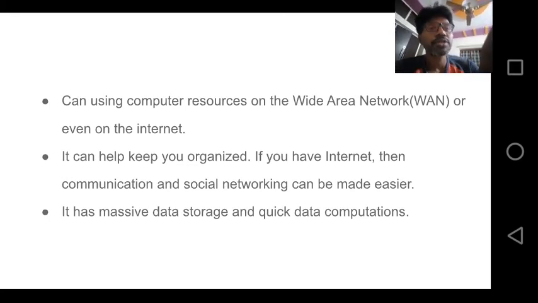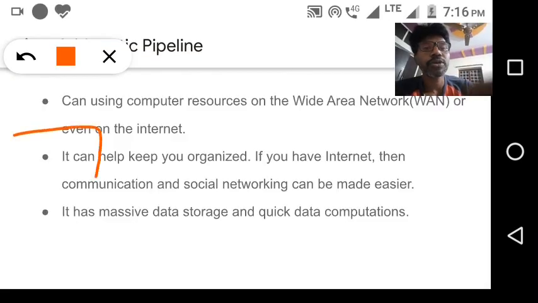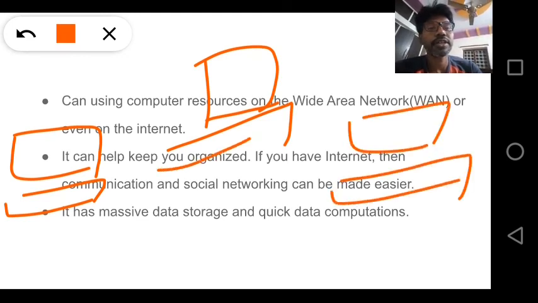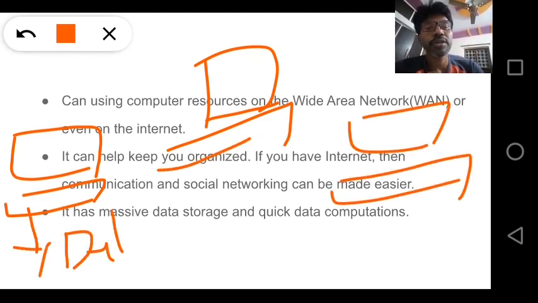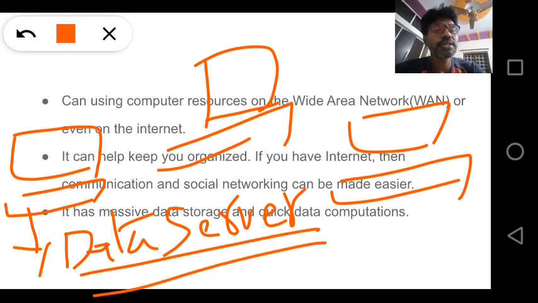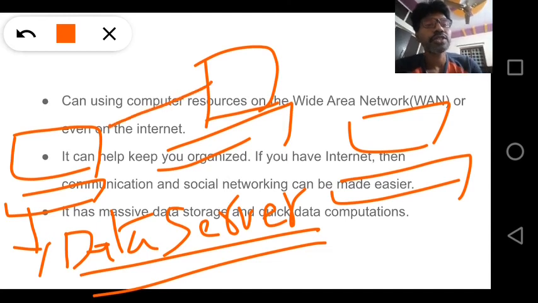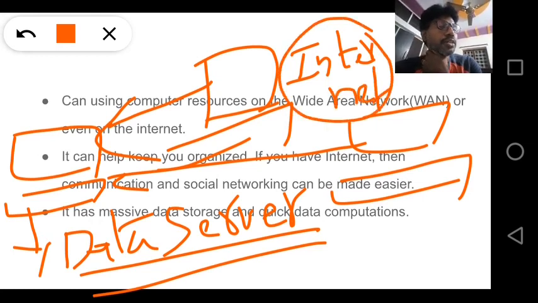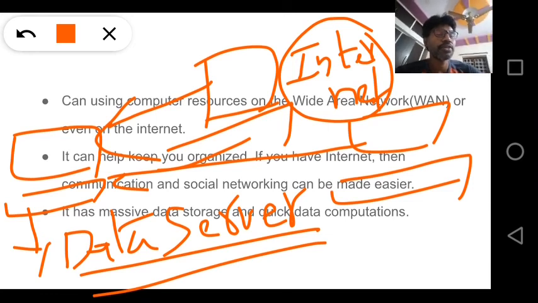Because of this parallel processing, there are some computers located geographically in different areas, but one of the computers can be maintained as a data server. You can connect to this data server by using the internet. By using the internet, various computers located in different geographical areas can be connected to one another and to this data server.